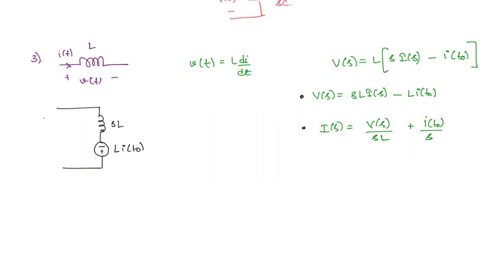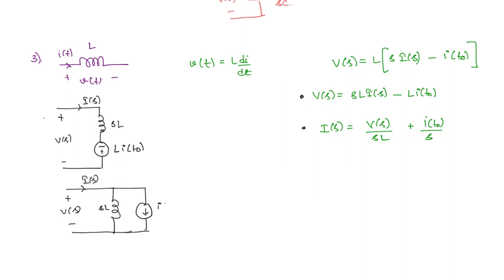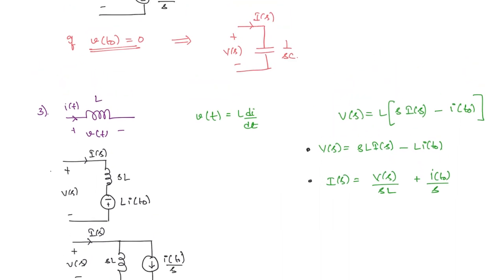And the second equivalent circuit will be in parallel. So this is going to be an inductor and the current source is going to be in the downward direction. This is I of s and this is sL. This is V of s. Here also you write V of s and I of s. What about this? i(t0) by s. Okay. So you can see the difference here.